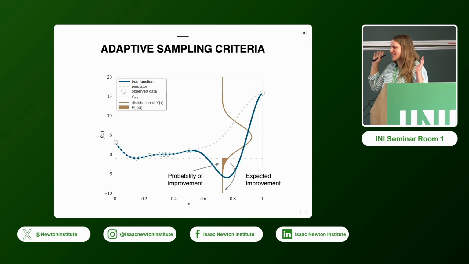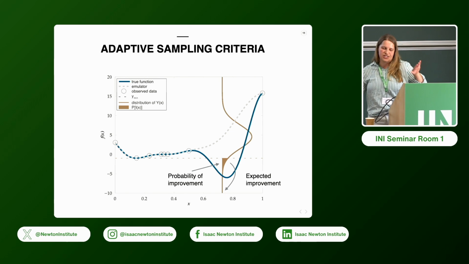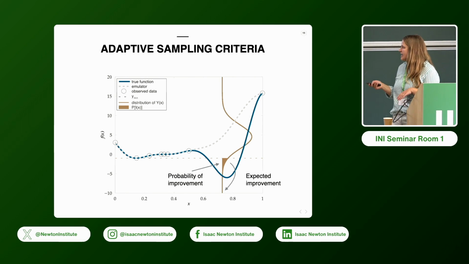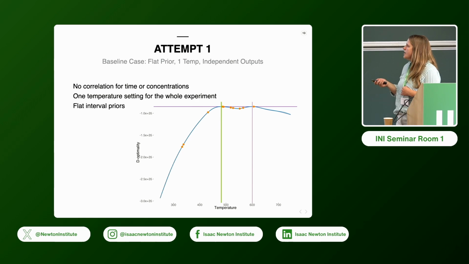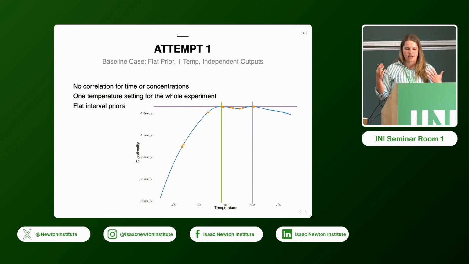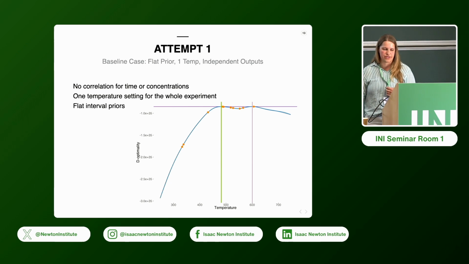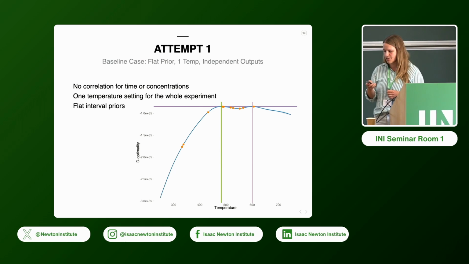And the idea is that you can have very few training points originally, and they'll be rubbish in most places, but it'll get very quickly to something that is optimum, so you don't have to spend an awful lot of computational budget exploring everywhere. So I've started off with the simplest case. I've looked at flat priors, just one temperature setting, and independent outputs. So I didn't look at the correlated output at all.